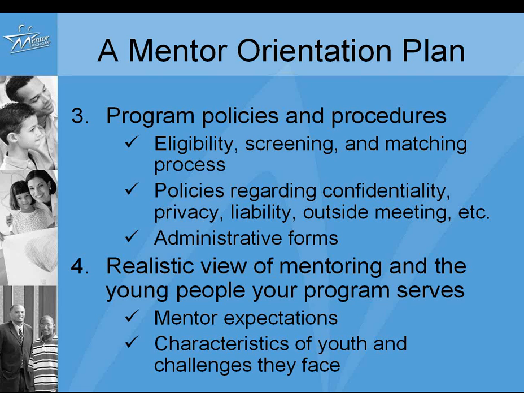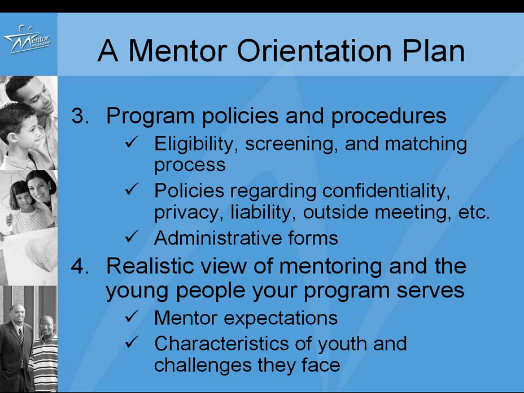So in some cases, if you're a school-based or a site-based program, what are your policies and procedures with regards to communication outside of that school-based or site-based meeting? Do you allow for it? And if so, what does that match need to do in order to have proper permission to do that?